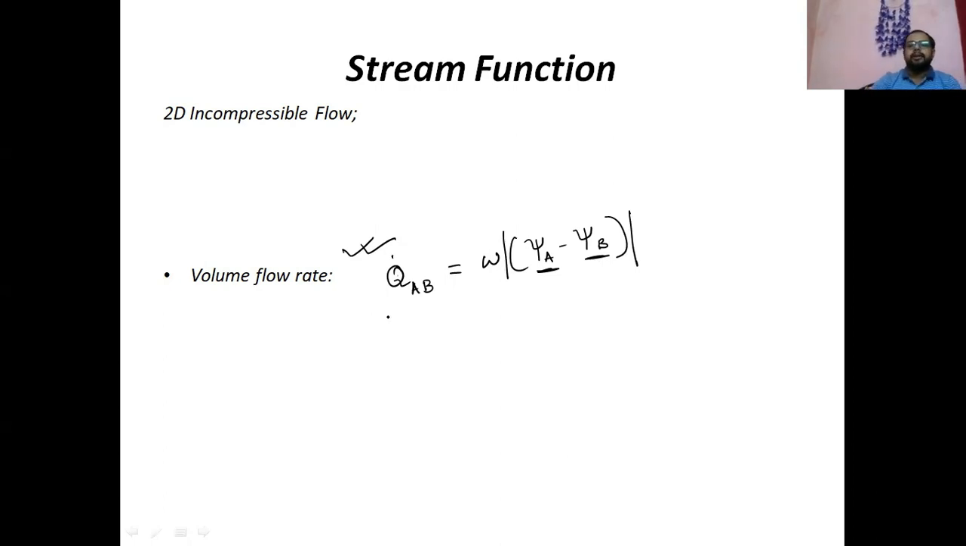That's the way. So here we are finishing the stream function concept. The concept of the stream function exists only and only for two-dimensional incompressible flow.